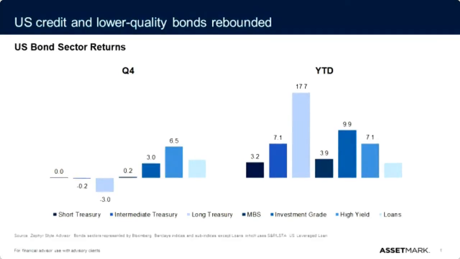Let's look at the U.S. credit and lower quality bonds. You can see in the fourth quarter, the short-term treasury, intermediate, long-term treasury, okay. But when you look at the investment grade, high yield, and the loans, they did a bit better. You go to year to date, and really the big outlier there is the long treasuries, up 17.7.